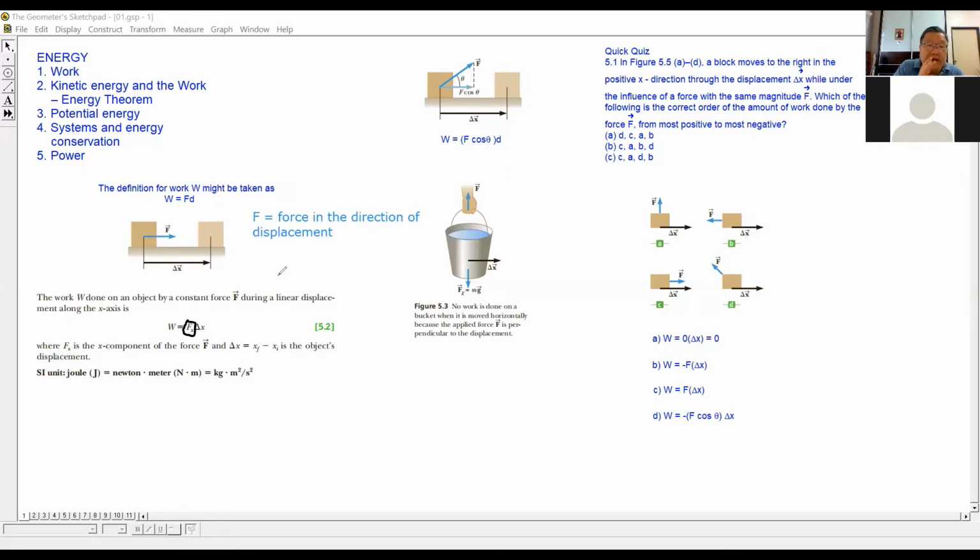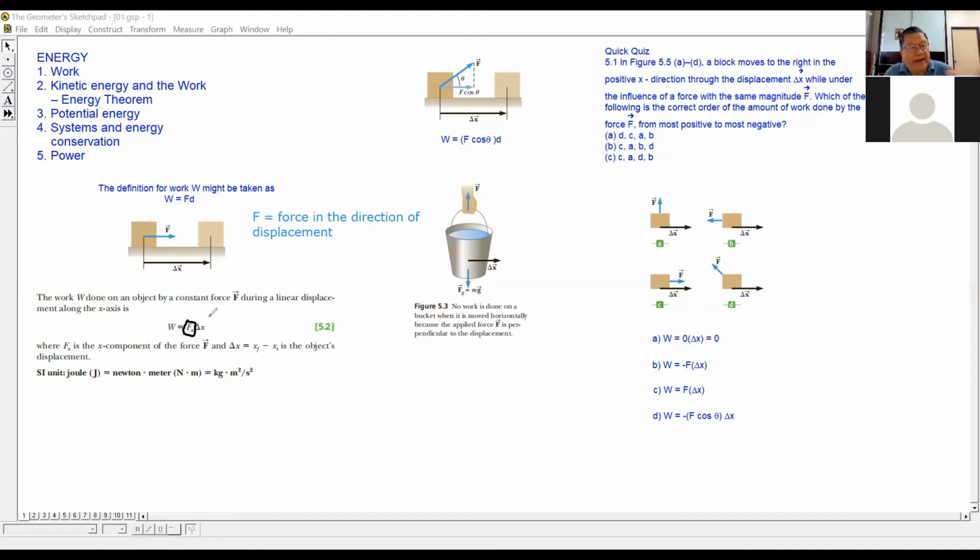Now, when I tell you this, it is not clear because there are no counter examples. There's no example so far that will show you the meaning of the force in the direction of x, in the direction of the displacement, because the force and the displacement are in the same direction. Unless the force is in a different direction, then I can show you the true meaning of W equals F_x delta x, right?